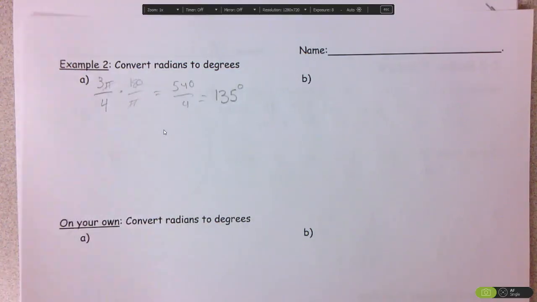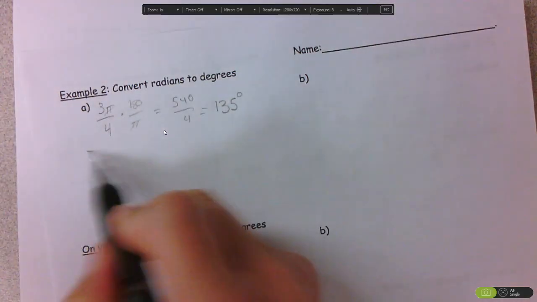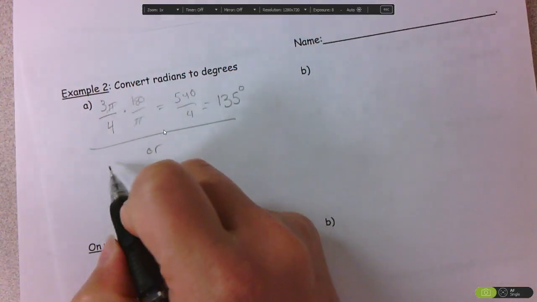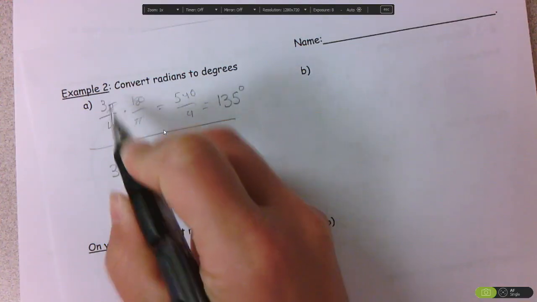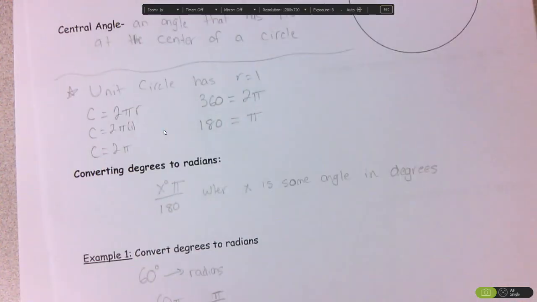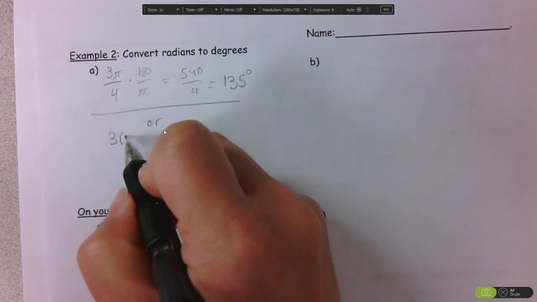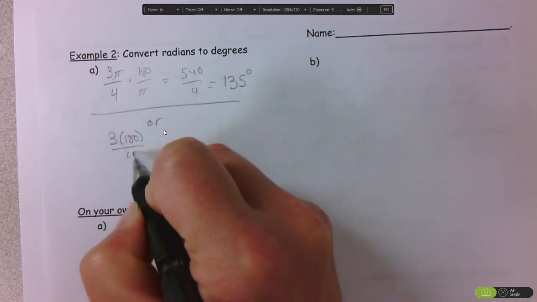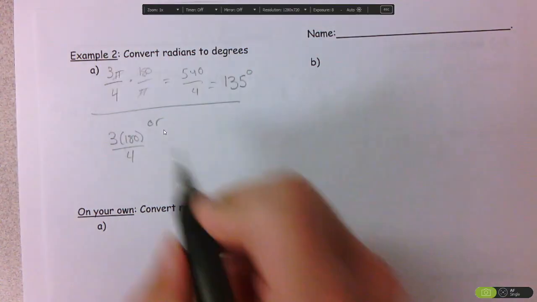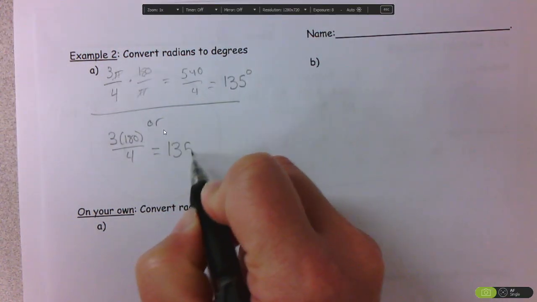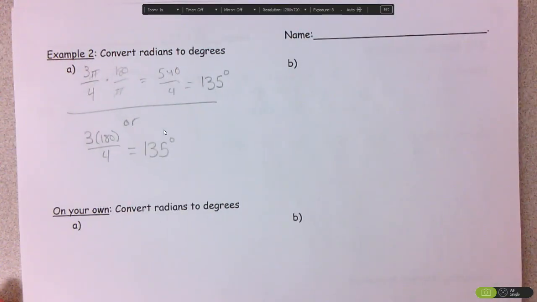Another way to do it: we have 3 pi over 4. Right here we know that pi is the same thing as 180 degrees, so I can just put 180 degrees in here over 4, which gets us the same thing, 135 degrees. So there are 2 ways you can do this.